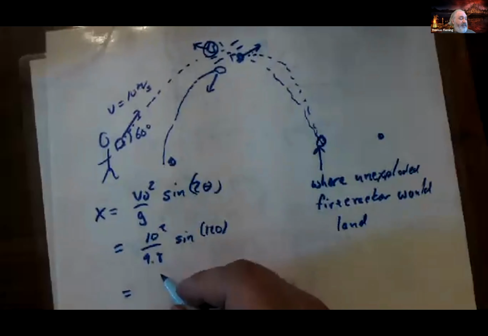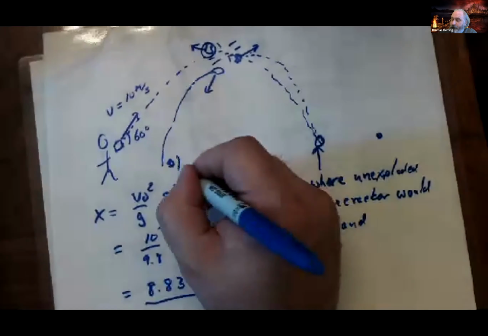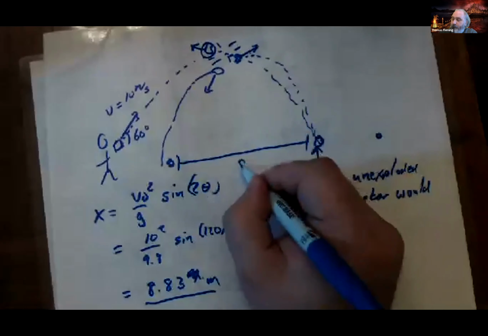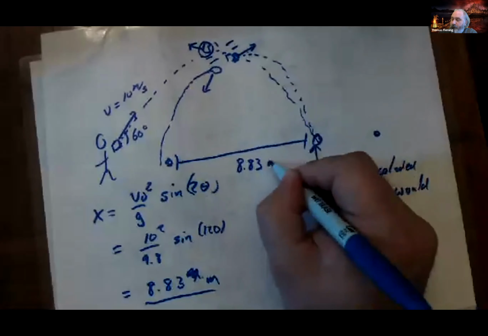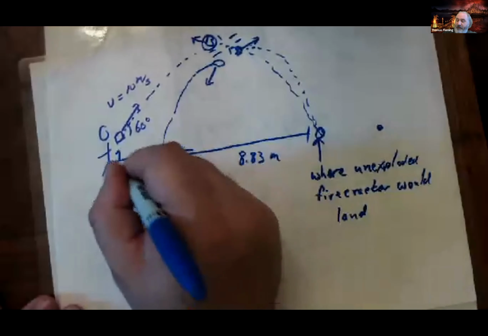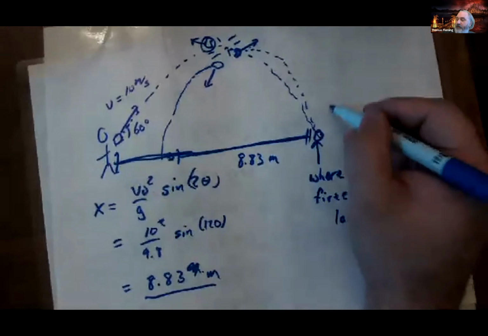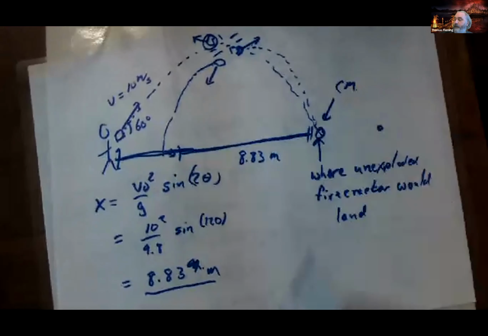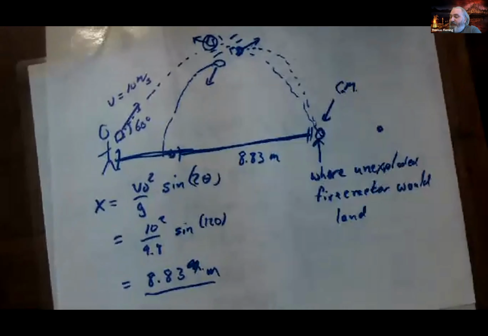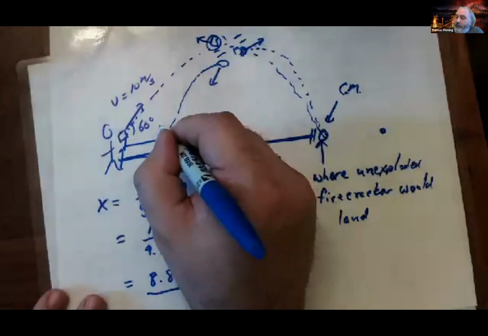So I expected that the firecracker would have landed 8.83 meters from me, had it not exploded. Oops, sorry, that's distance. So that's where I expect the center of mass ought to be, at that location. Now, let's imagine that this firecracker only landed from me a distance of 3 meters.